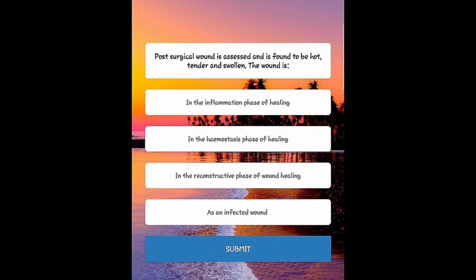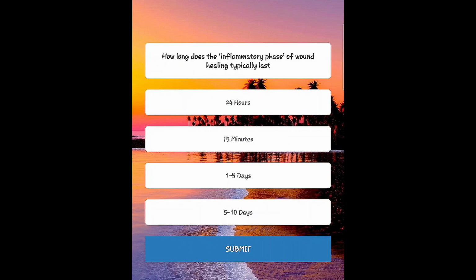A post-surgical wound is assessed and is found to be hot, tender, and swollen. This means that there is inflammation. So the wound is what? Well, in the inflammation phase of healing, in the hemostasis phase of healing, in the reconstructive phase of wound healing, or an infected wound. In the inflammation phase of healing should be our answer. Let's see. Yes. How long does the inflammatory phase of wound healing typically last? I think that should be 1 to 5 days.